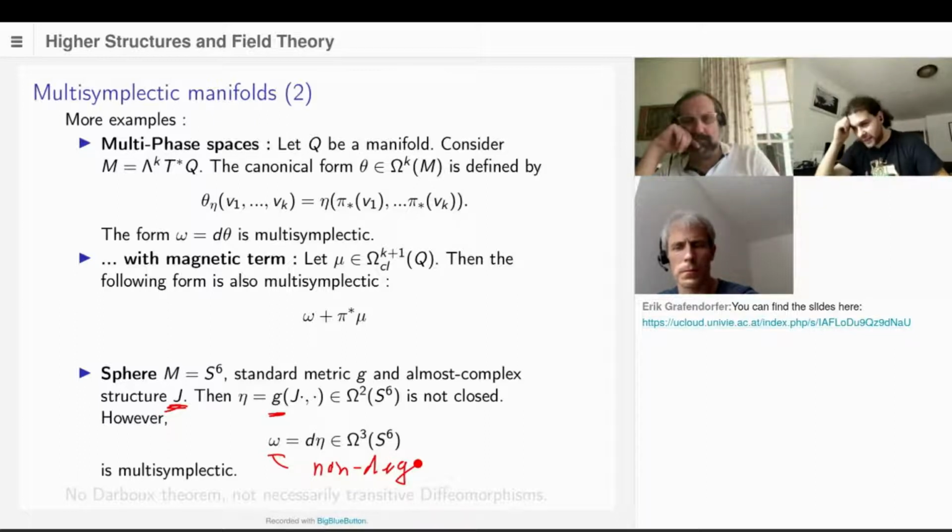This example is maybe indicative of the following. We don't in general have topological obstructions. S6 does not have a cohomology in degree 3. So if the symplectic idea that on compact manifolds there are topological restrictions to symplecticity would carry over, this example couldn't exist. Somehow the multisymplectic world is much more flexible, for example, in this sense.